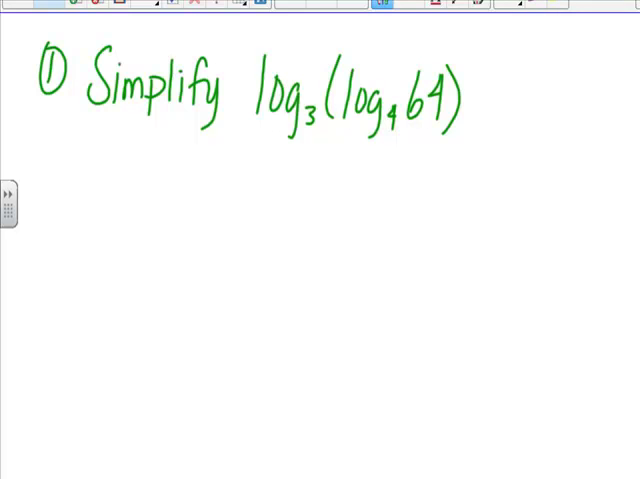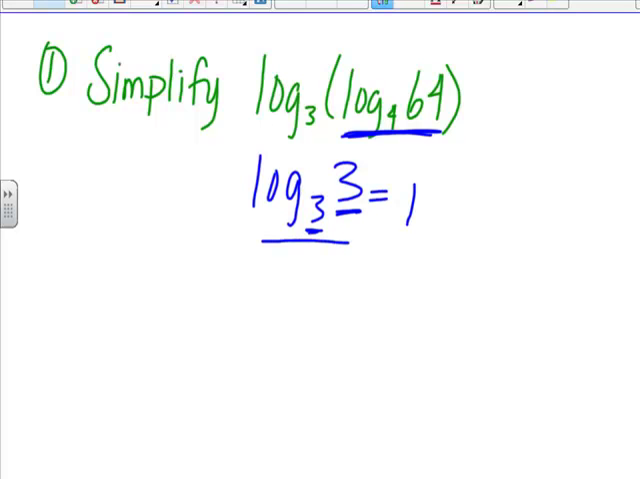Okay, first one is sort of a messy log within a log. So what I would suggest is to leave this guy on the outside and figure out what this is. Remember, a logarithm is an exponent, so the question really is, what do I put above a 4 to get a 64? And that would be a 3. And if you recall, anytime the anti-log and the base are the same, you get a 1. You could do this on your calc. And don't forget, this really is the same as this, if you want to actually use your calculator on that one.